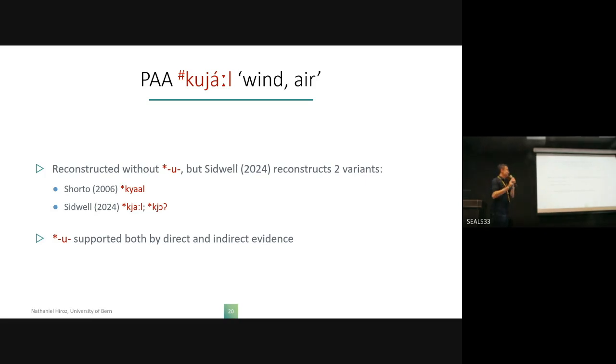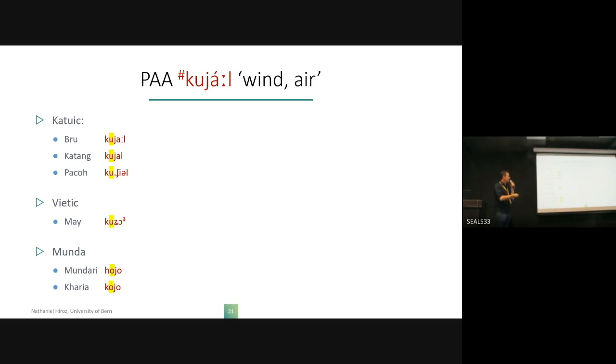Next word, the word for wind, which I also reconstruct with U. It's usually been reconstructed without this U. Sylvestre reconstructs two variants, but I think that if we have U in the pre-syllable, we don't need to have two variants. So again, in Katuic, we have this U, Viedic, and Munda.